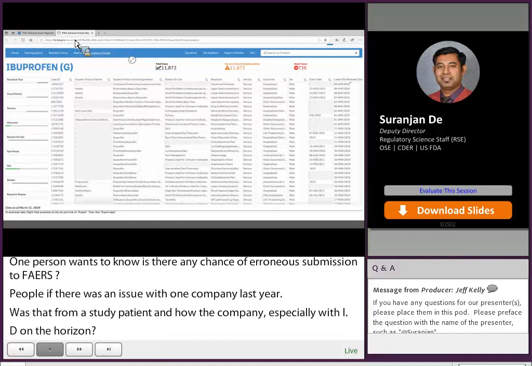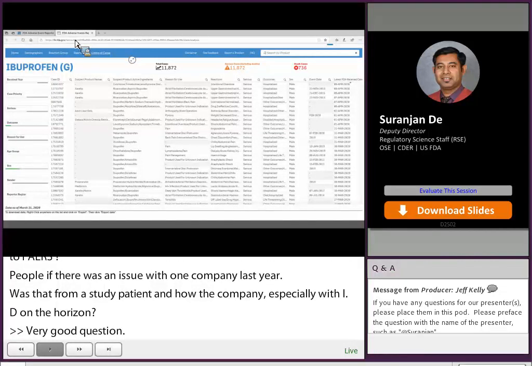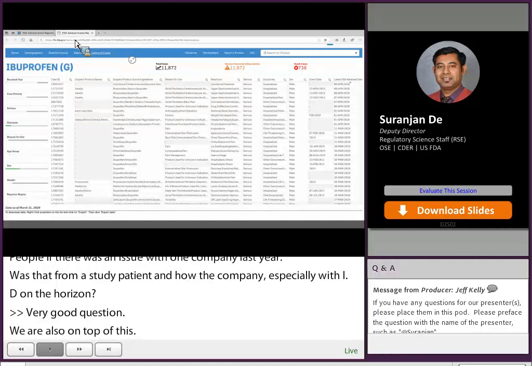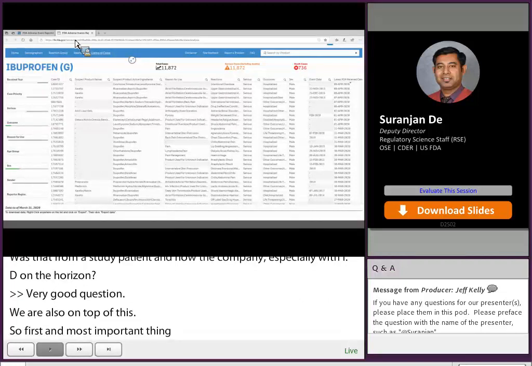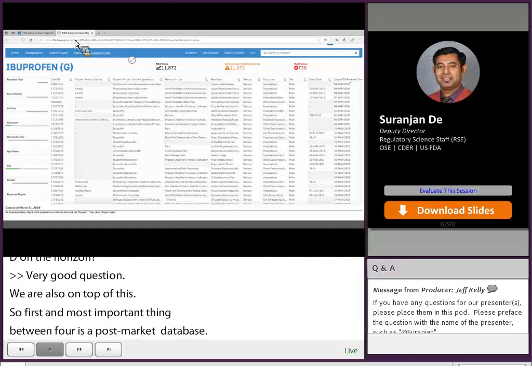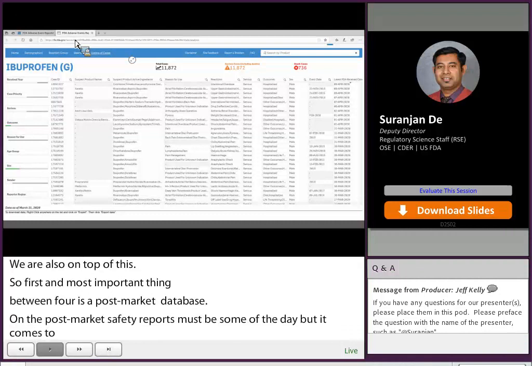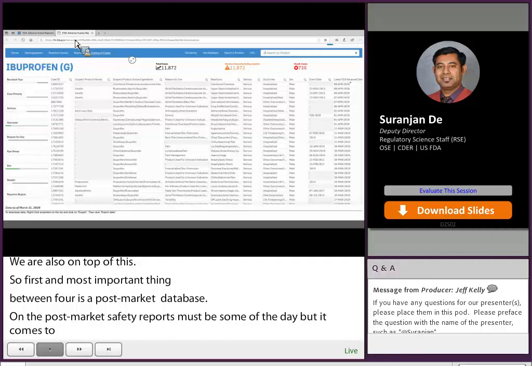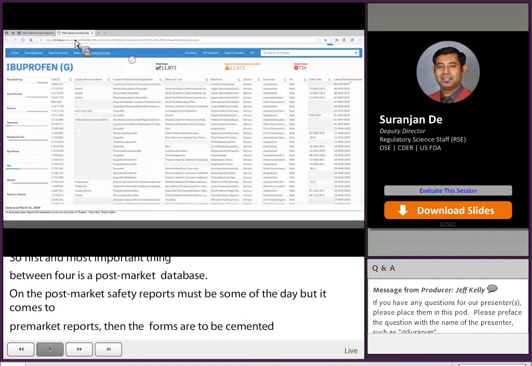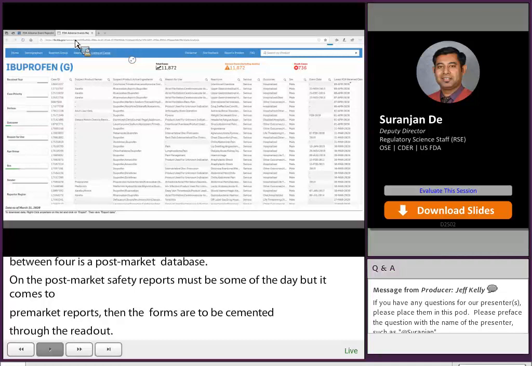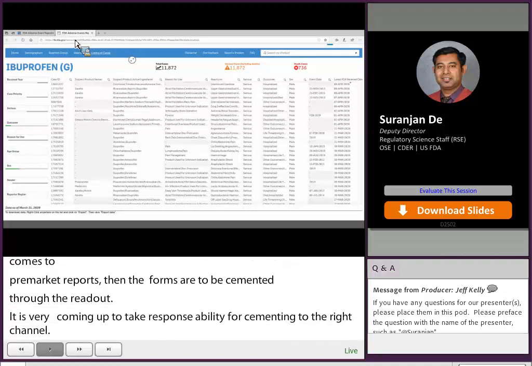So first and most important thing, FAERS, as I explained, is a post-market database. Which means only post-market safety reports must be submitted there. When it comes to pre-market reports, then the MedWatch forms are to be submitted through the eCTD route, which I again talked about in my slides. So it's very important that the sponsor takes some responsibility for submitting to the right channel. But from the FDA's perspective, for post-market data, as long as you have 4 or 5 data elements, the report can be submitted to FAERS and FAERS would accept it.